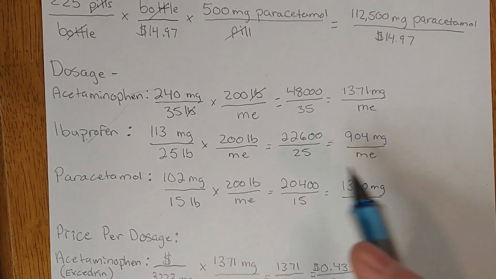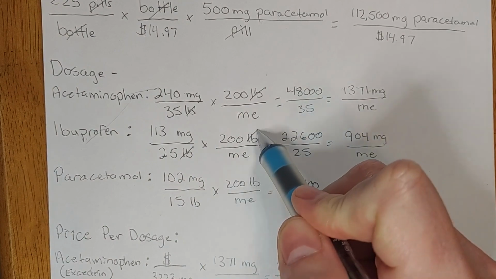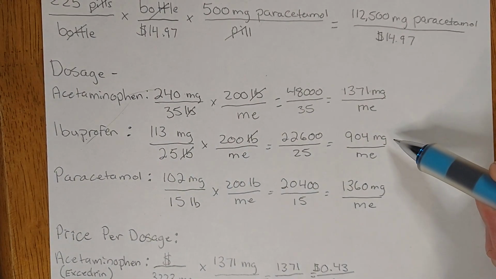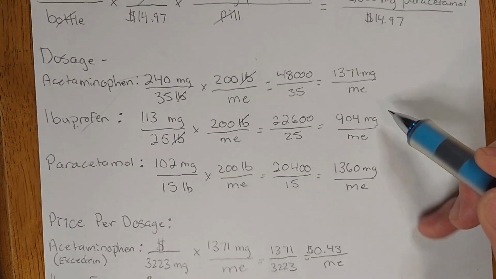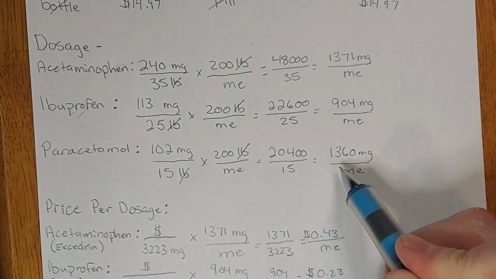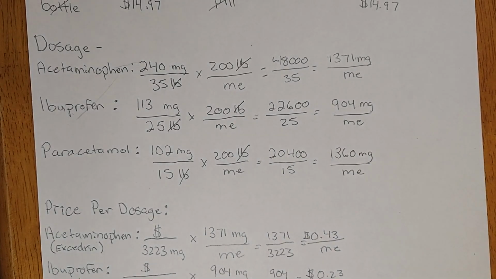We use the same thing, eliminating pounds from ibuprofen, multiplying across to get 904 milligrams for me. Eliminating pounds for paracetamol gives us 1,360 milligrams for me.